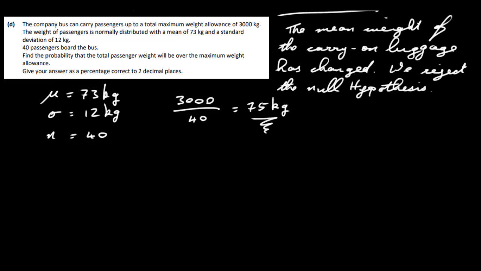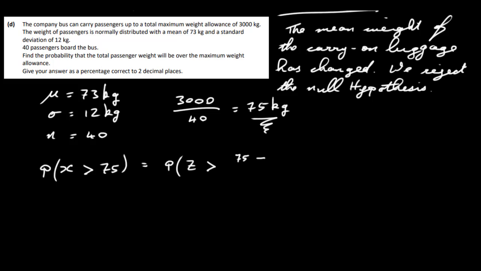So let's have a look at this 75 kilograms. We want to look at the probability that x is greater than 75 kilograms here. So that's going to be equal to the probability that z is greater than... We've got to convert this to a z value. And again, it's going to be x bar minus mu over sigma over root n. So our x bar here is 75. We're taking this as the maximum mean weight, if you like, of our 40 passengers.